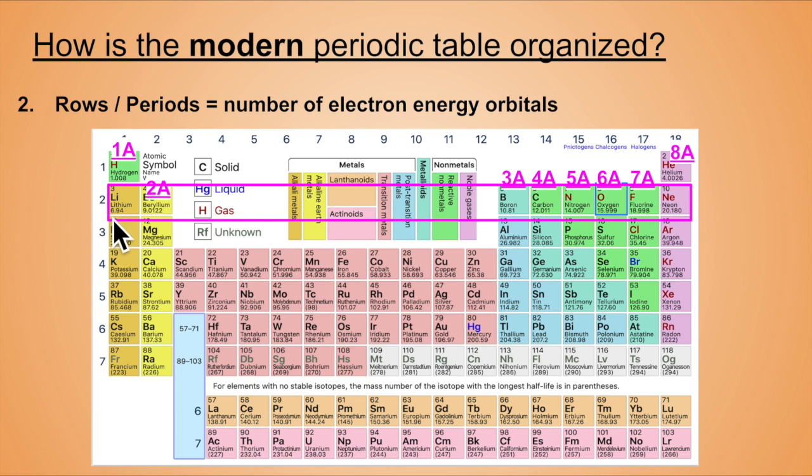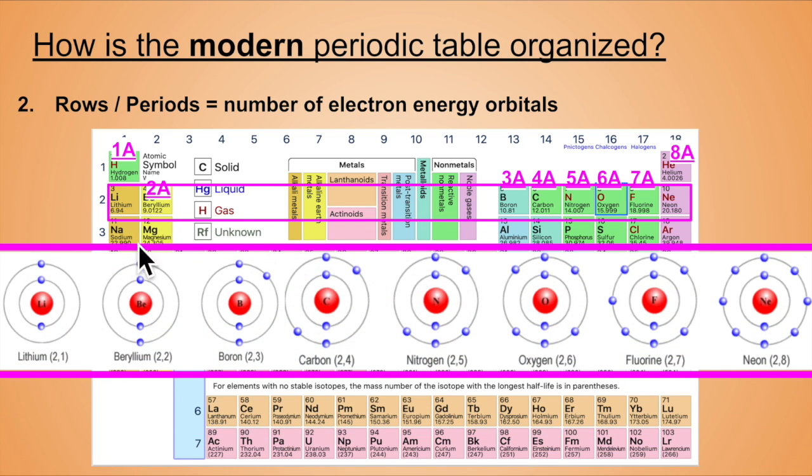So they are organized in this period because they have the same number of electron energy orbitals. Orbitals are, remember, those shells. So everything in this first row has one energy shell, one electron shell. Everything in this row has 2 electron shells, 3 electron shells, and so on and so on.